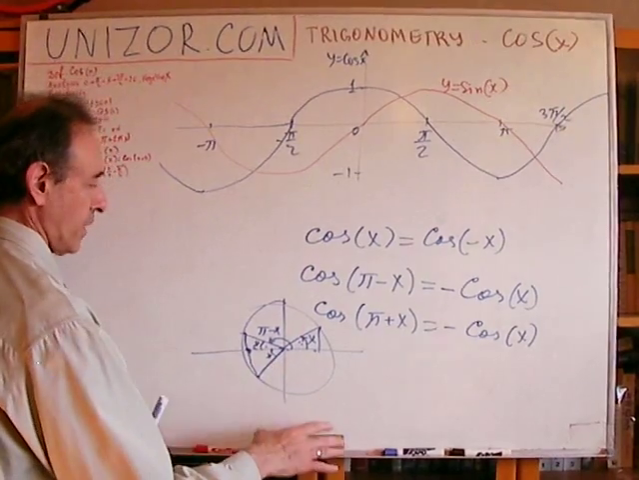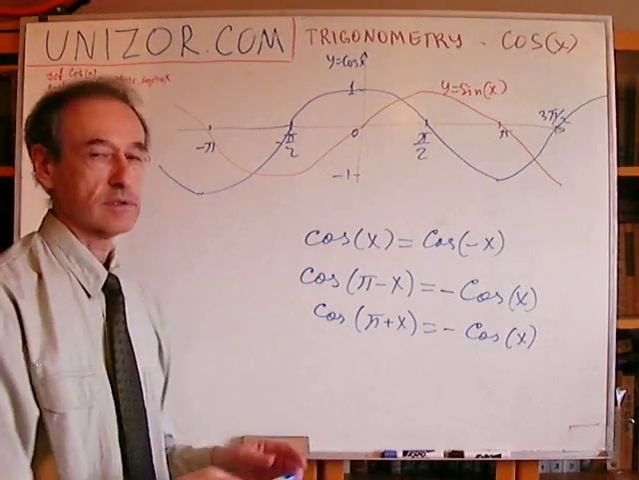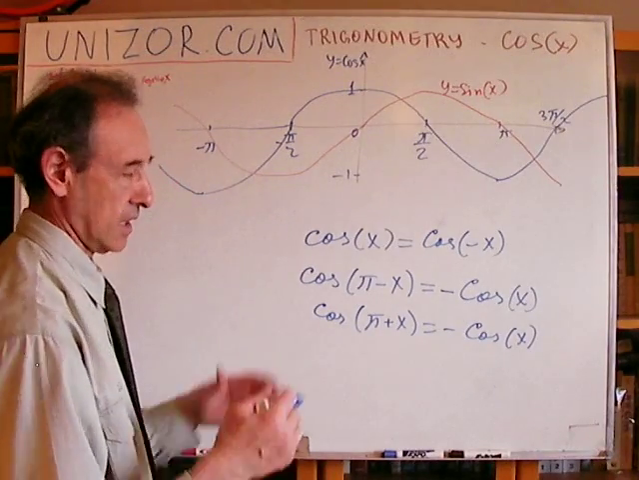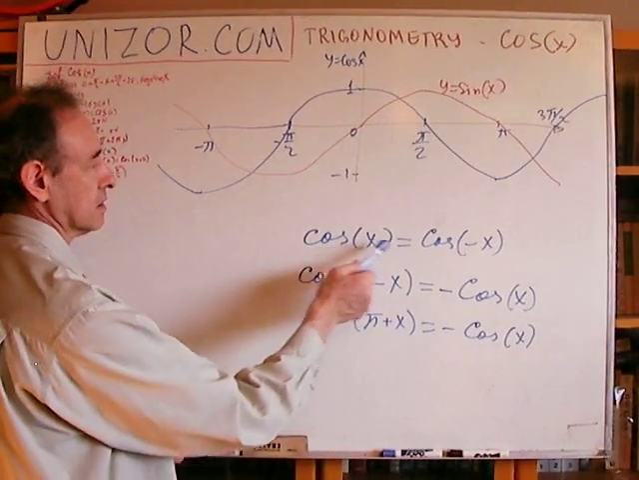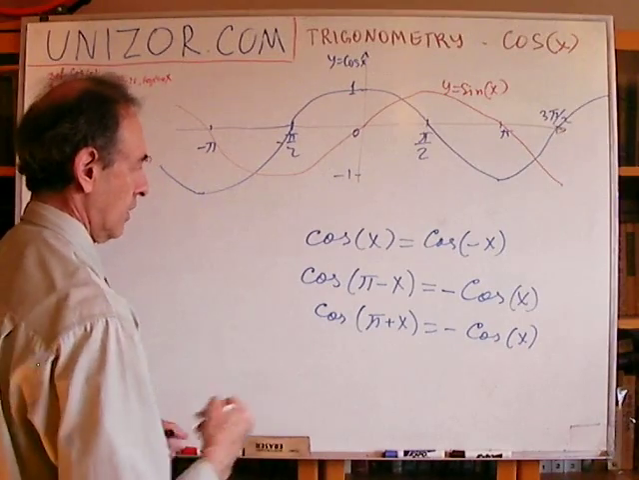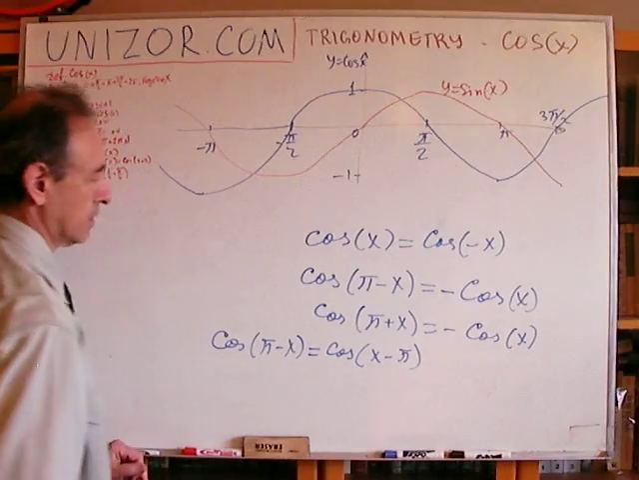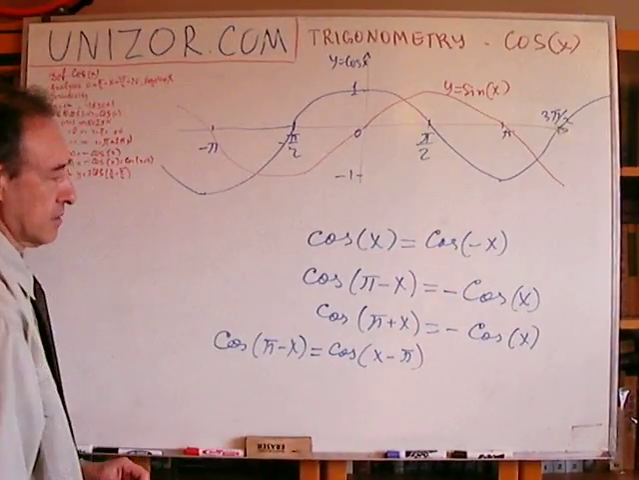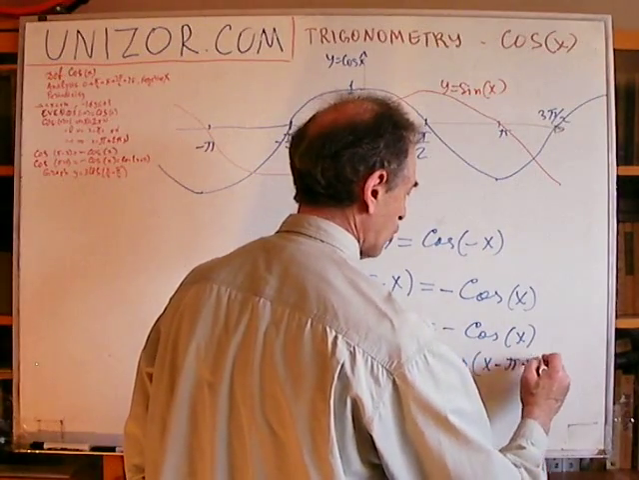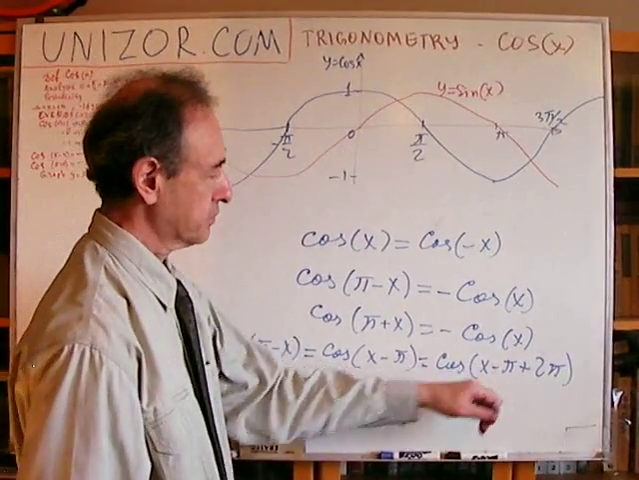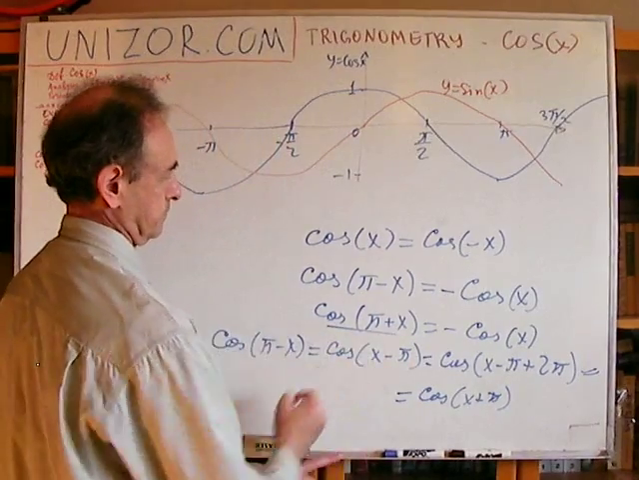By the way, what's interesting is how to obtain this from this without considering any drawings, any unit circle, algebraically rather than geometrically. We already know that the cosine is an even function, which means that cosine of pi minus x is equal to cosine of x minus pi, right? I'll just change the sign, and according to this, it should be the same. Now, we also know that cosine is a periodic function, which means it's the same as if I add 2 pi, a period, to the value of the argument. And what is this? This is exactly cosine of x plus pi, which is the same as this.